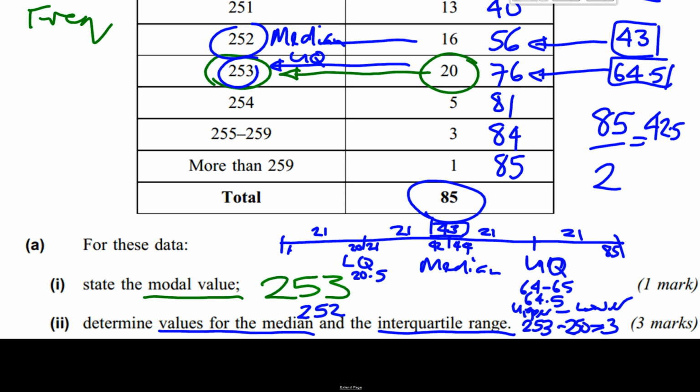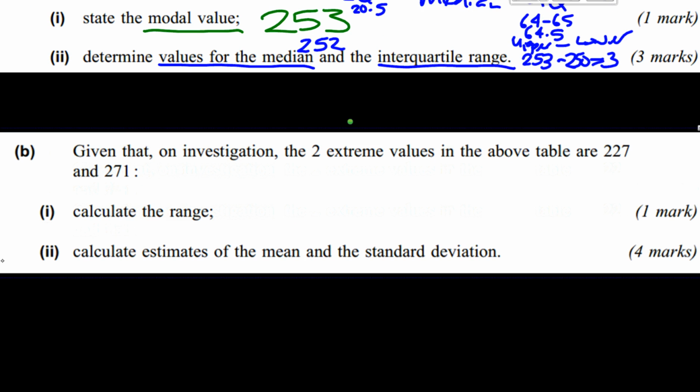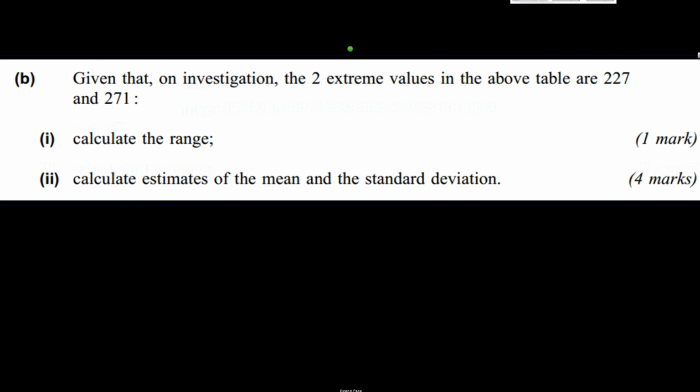We could repeat some of that on the calculator, and we'll look at that a bit later on. Okay, now let's come on to the second part of the question. Part B asks the following: given that on investigation the two extreme values in the above table are 227 and 271, calculate the range.